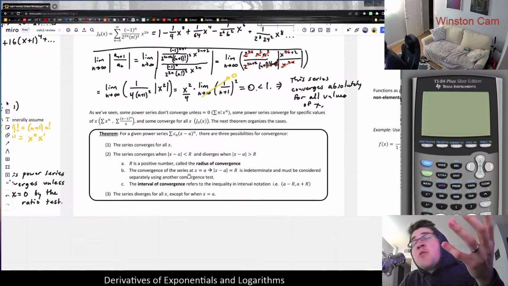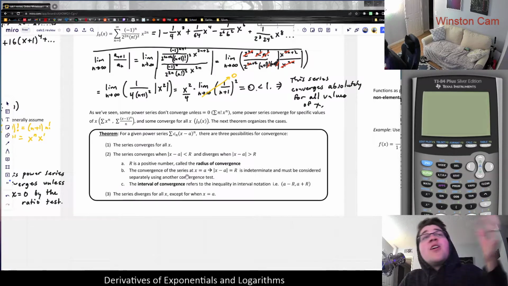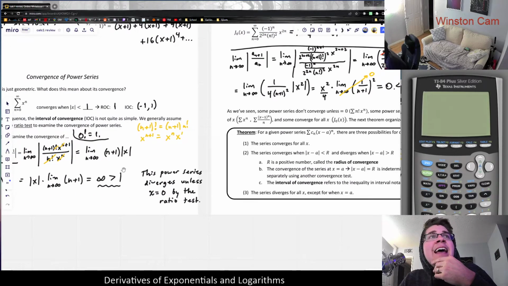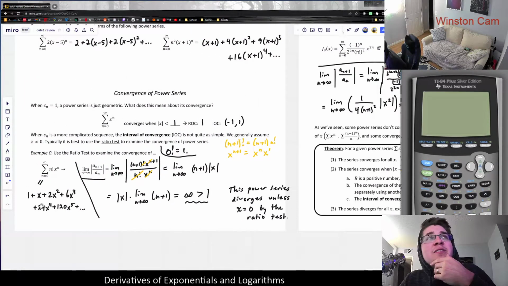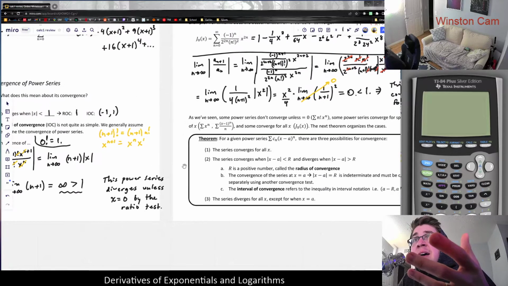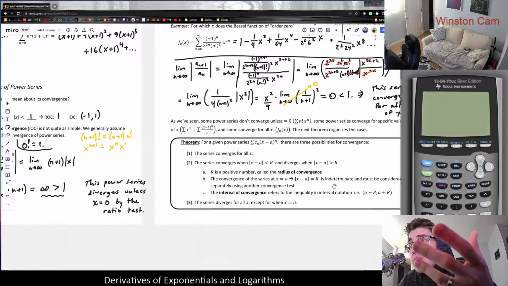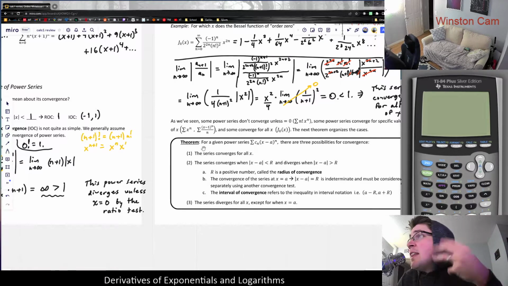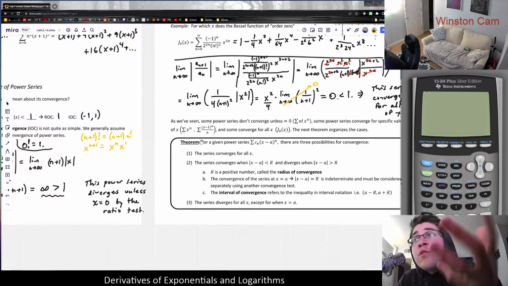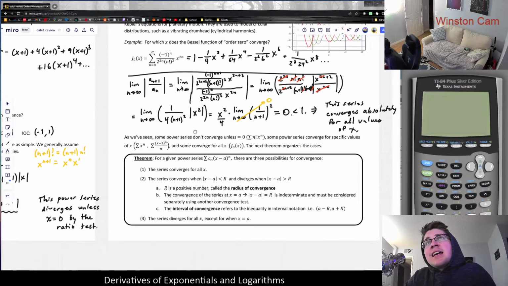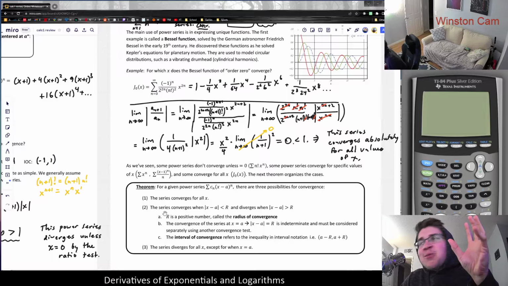And then the third possibility is the series diverges for all x, except specifically at the center itself, which, as I was saying, at specifically 0, is kind of silly. Basically, in case 3, the power series is useless. Whereas in cases 1 and 2, they still have an interval of convergence. There's still convergence for particular values of x, which again makes them still useful in those cases.